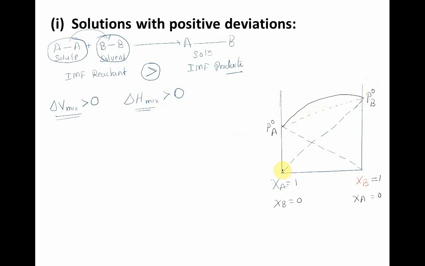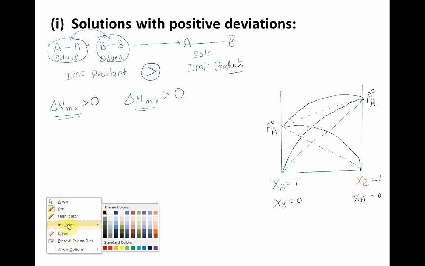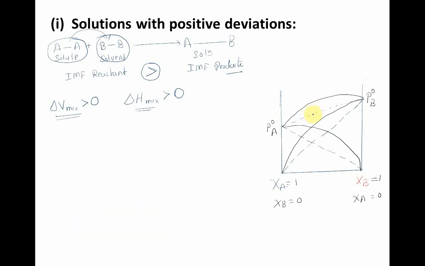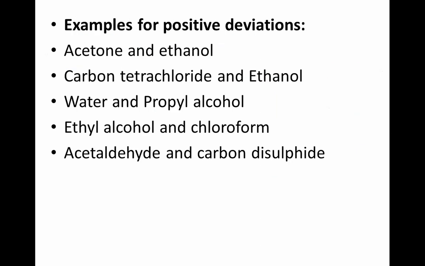So what does it indicate? Compared to the ideal behavior, in case of non-ideal solution, they show positive deviation from ideal behavior. Therefore, in such solution, the vapor pressure will be maximum. If vapor pressure is maximum, then the boiling point of such solution will be minimum. Please note it down. These are the examples for positive deviations.